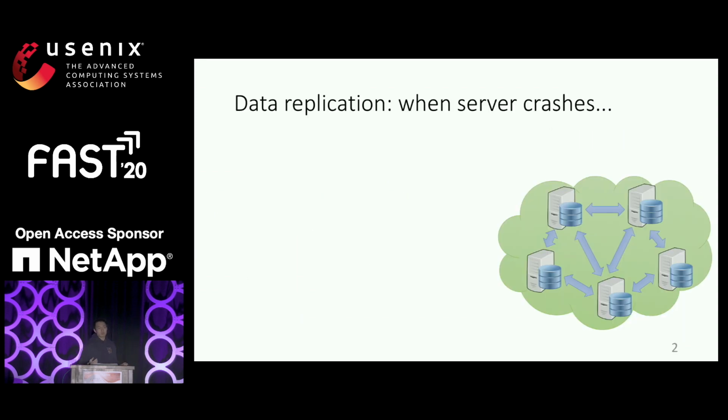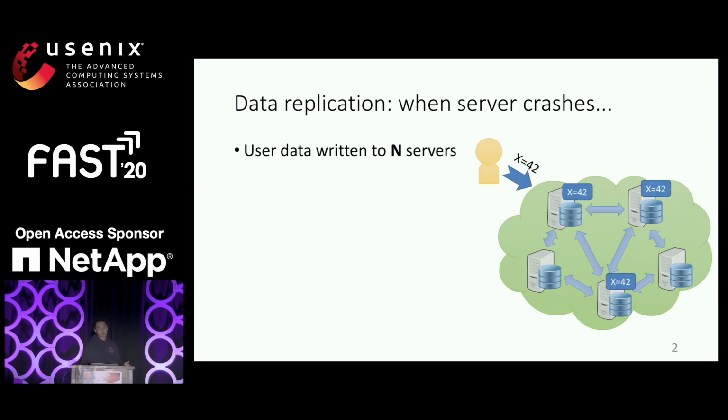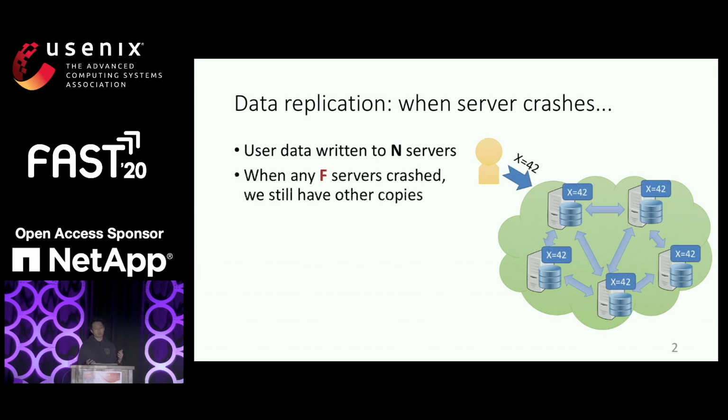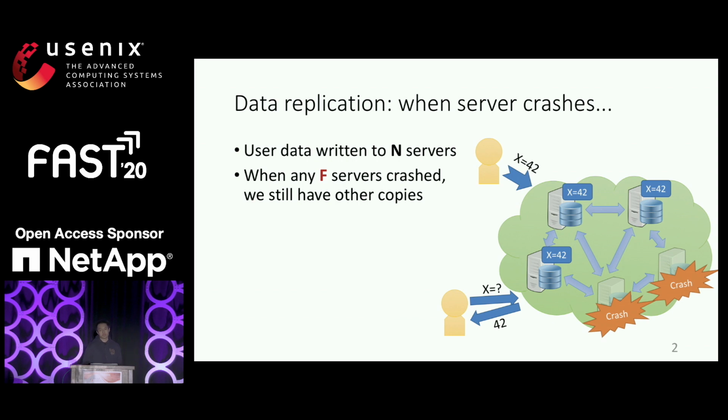To improve reliability, applications usually store data in multiple copies on multiple servers. So in case some of them crash, there are other servers that can still serve the data. Here, we define two important parameters. There will be in total n servers, and we want to tolerate f of them crashing. In the example, we have 5 servers, and we want to tolerate 2 of them crashing.